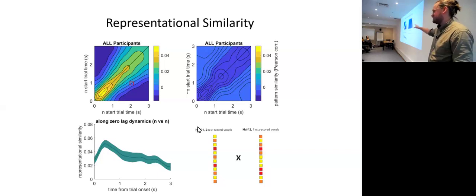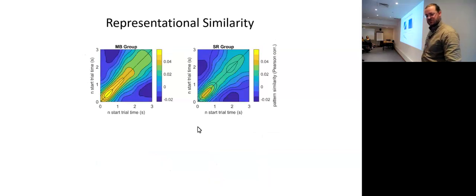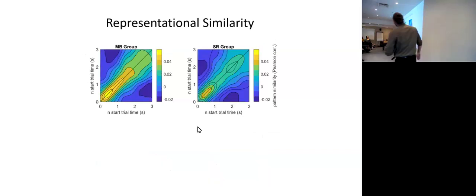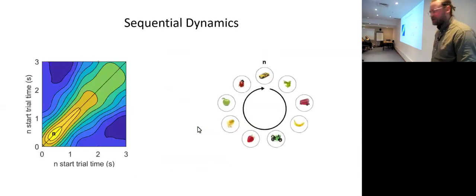Another very interesting thing is if we split this graph by model-based and SR participants into the 2 groups, suddenly we see that it's primarily driven by the MB group. There's a lot more reproducible dynamics in the MB rather than the SR, overall significantly, and at many time points. All right. So what is this about? What is this diagonal about?